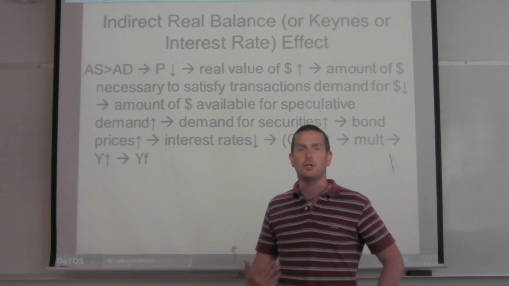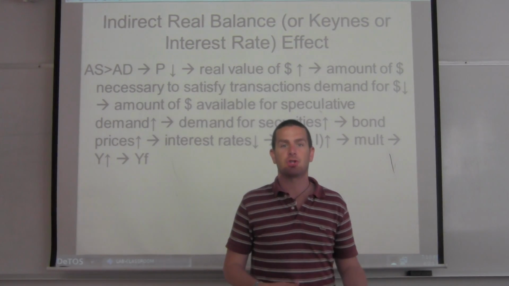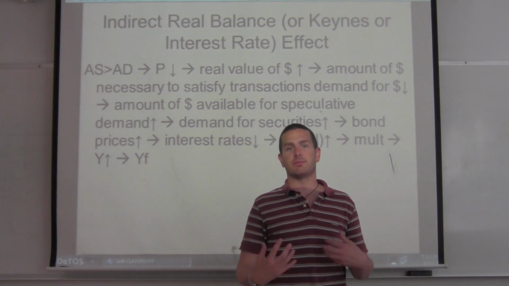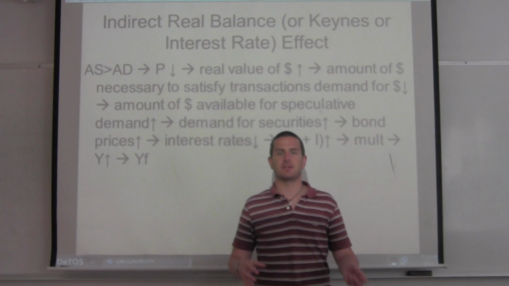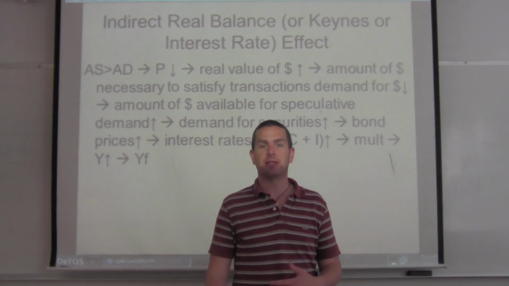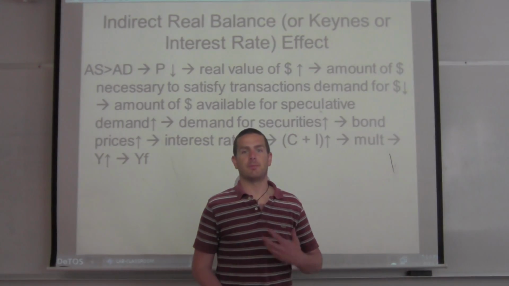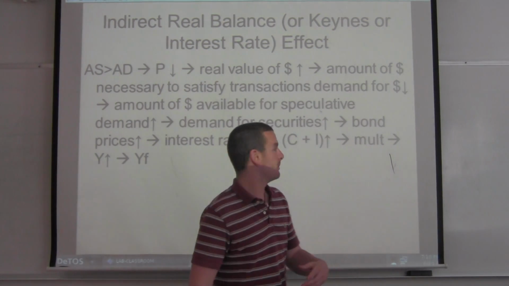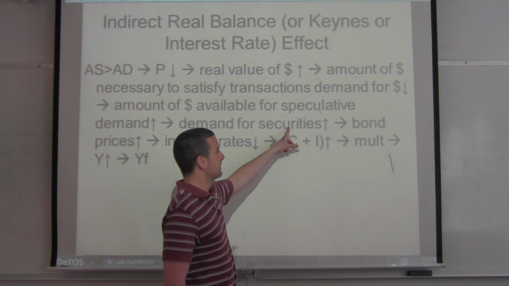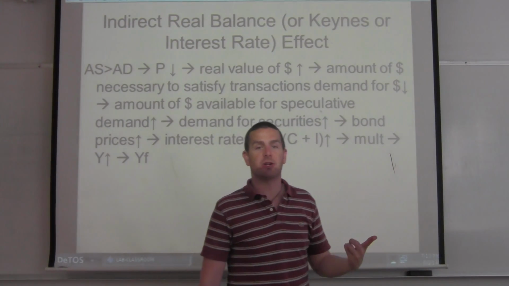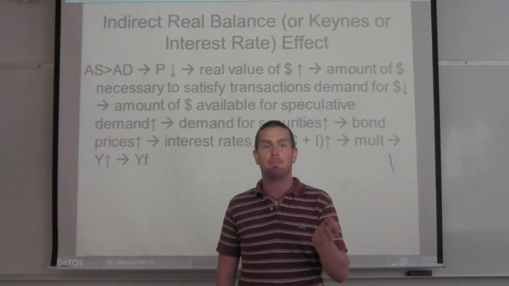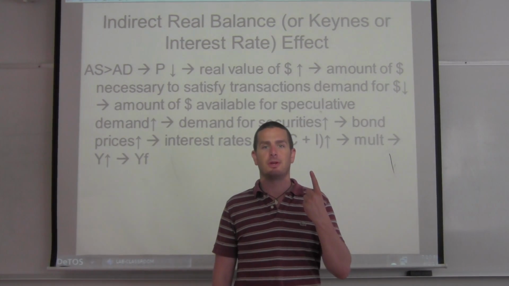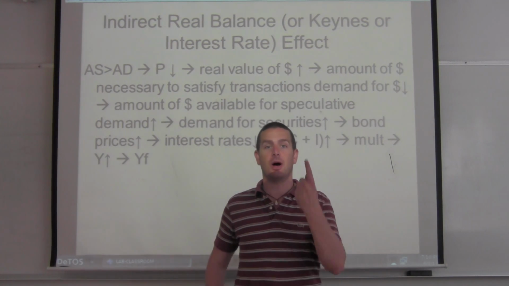When that happens, you don't need as much money on hand for the precautionary and the transaction demand for money. So since I don't need to hold as much to pay my bills on a daily basis, right, buy pizza, buy soda, things like that, well, now I have more money to put into the stock market. So I put more money into the stock market by buying more securities. If I buy more securities, that pushes up bond prices, right? My demand for securities goes up, which means bond prices go up.